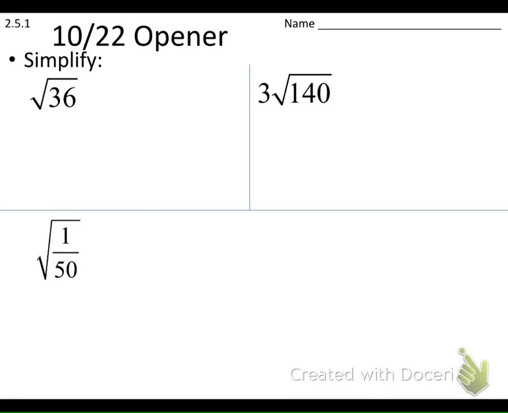Okay, so today's opener, the first 3 questions is going to be simplifying square roots. So you first have the square root of 36. Now, when we go to simplify square roots, what's the first thing that I need to do? Every single time, when I go to simplify square roots or add square roots or multiply square roots, what do I always have to do?